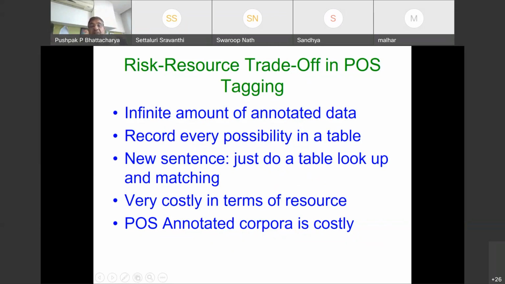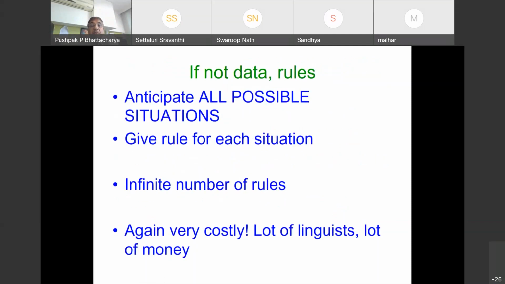So whenever a new sentence arrives, it must match one of the annotated sentences. We simply look up the annotation given for that sentence and propose that as the POS tag sequence for the new sentence. This is the meaning of an infinite amount of data. But we know that an infinite amount of annotated POS tag data is impossible. It will be very costly in terms of resource. First of all, it is not attainable. Infinity is not attainable. And doing part-of-speech tagging annotation is an expensive proposition.